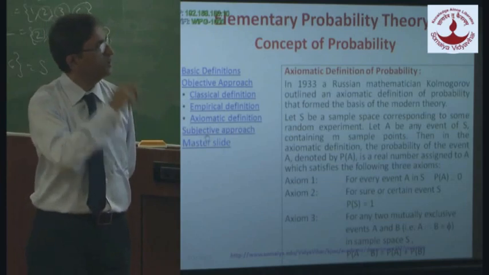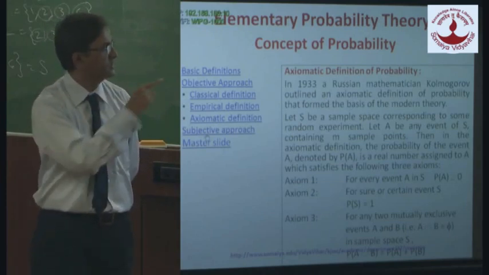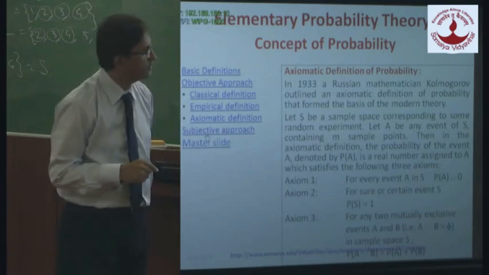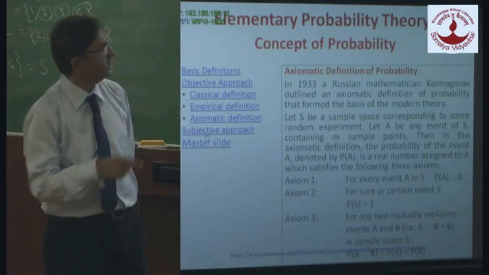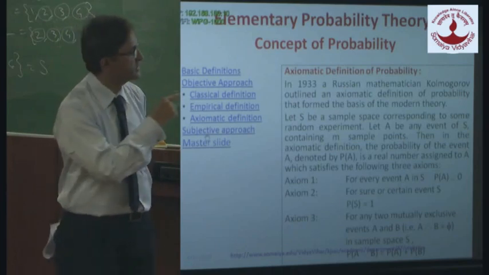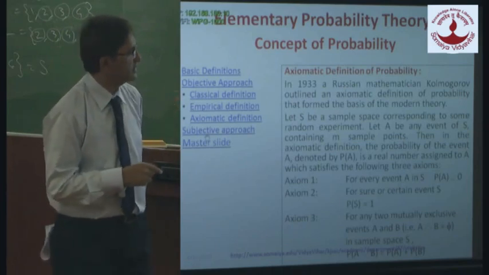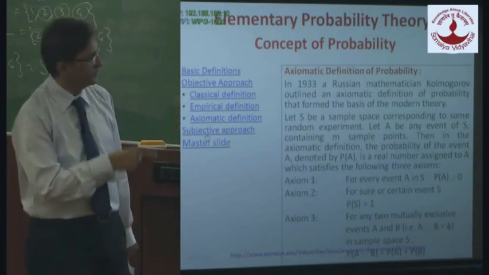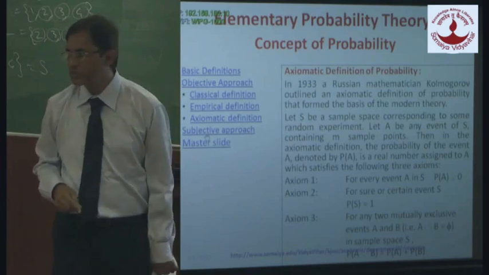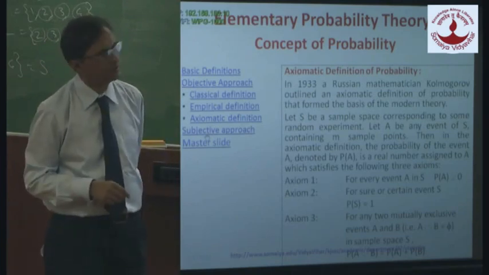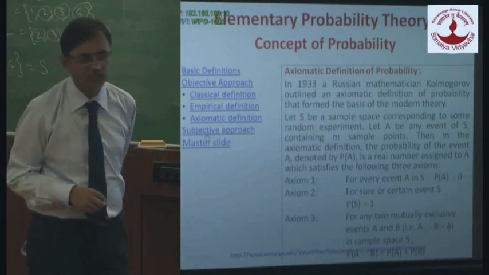It must be positive. The total probability of S, the sure event, is 1. And for any two mutually exclusive events A and B, where mutually exclusive means A intersection B is the null set in the sample space, the probability of A union B is equal to the probability of A plus the probability of B. So based on these three axioms, we define the probability. That is known as the axiomatic definition of probability.